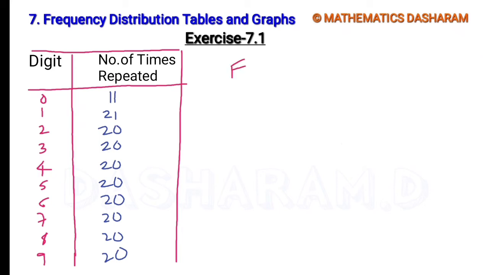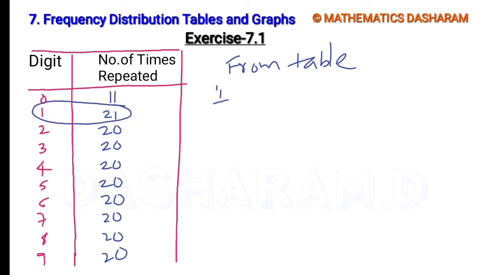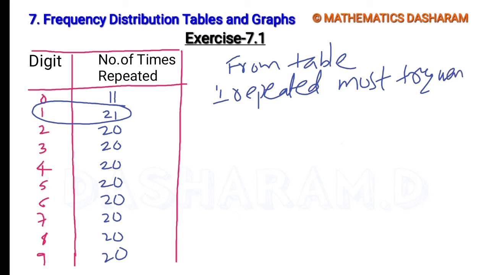So from this table we can see which digit is repeated most frequently. Here 1 repeated most frequently. So 1 repeated most frequently. So then what is the mode answer? The mode is 1.